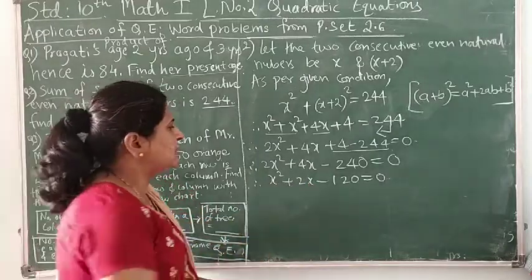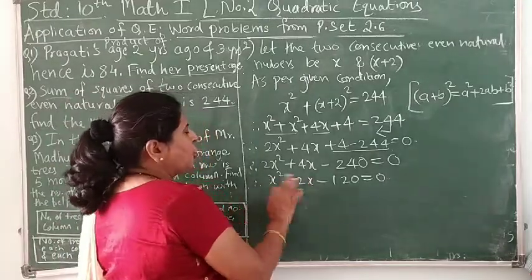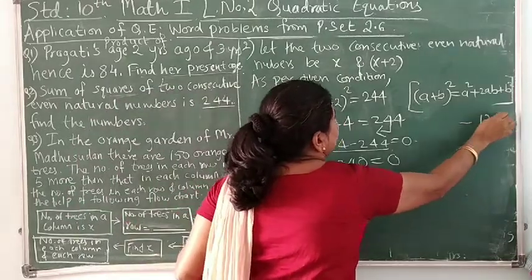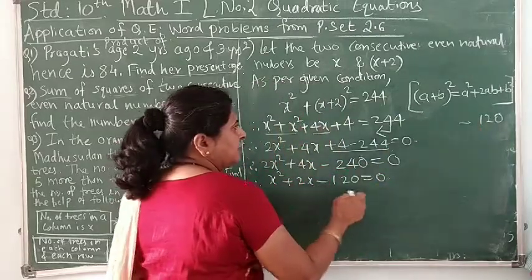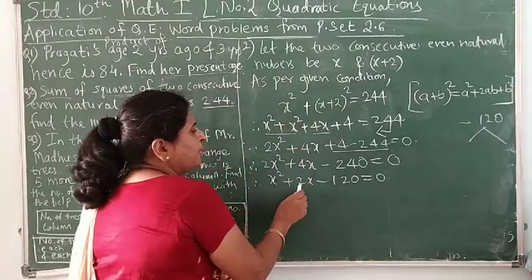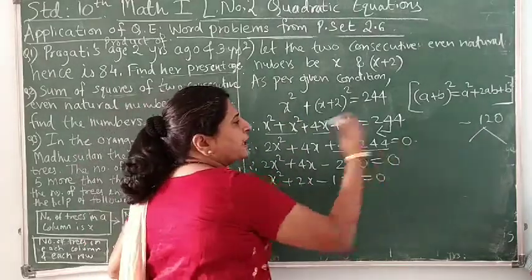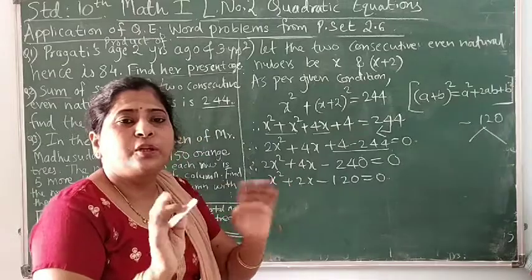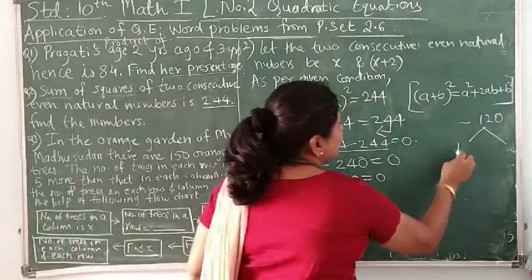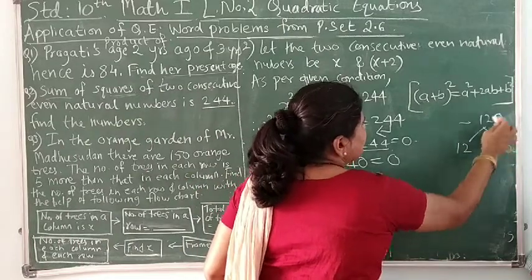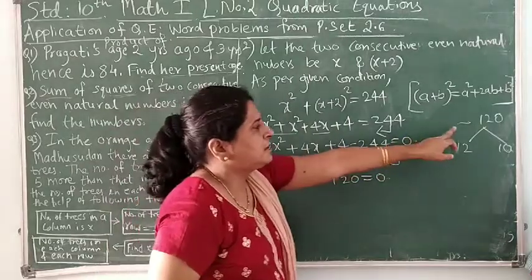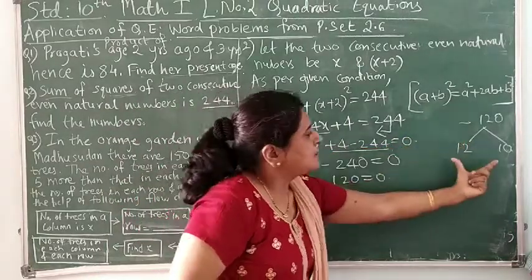So by factorizing, now as it is 1, we need not bother about this. Just factorize this 120 such that, what is the sign of 120? It is minus. So find the factors of 120 such that the subtraction of the factors should be 2. Okay. So what are the factors of 120? Difference should be 2. Easily you can understand, it is 12 tens. So if it is 12 and 10, these are the two factors of 120, and the subtraction is going to be 2.